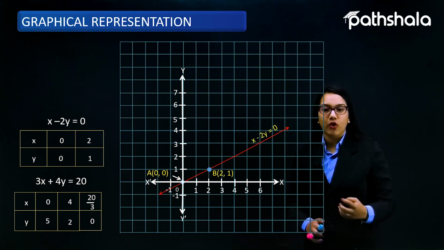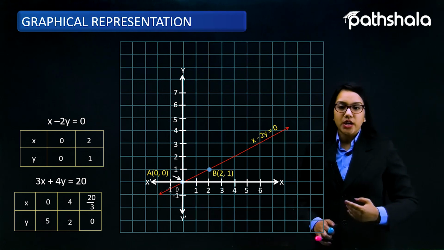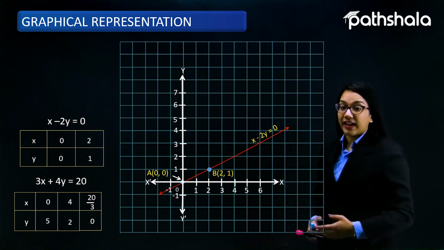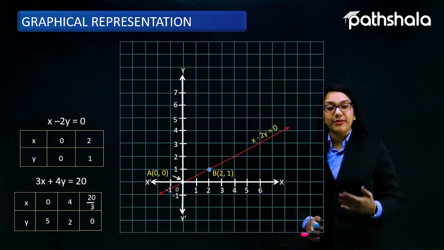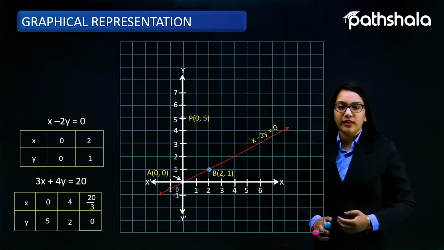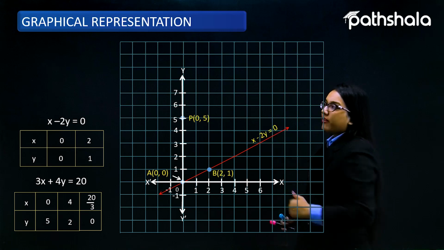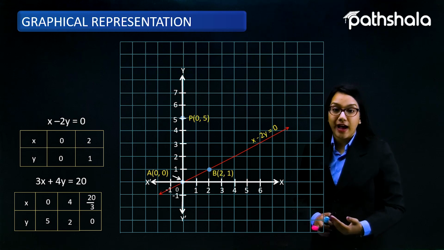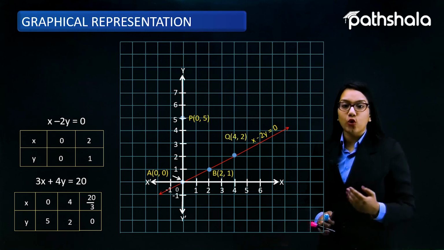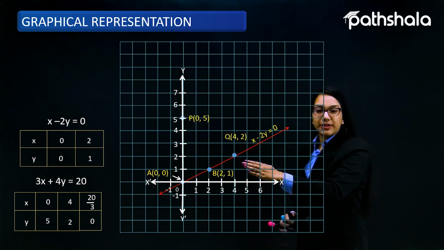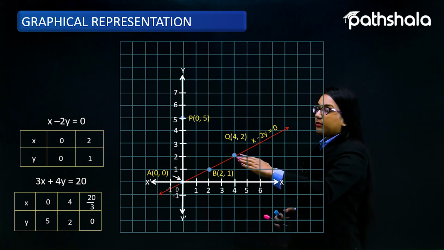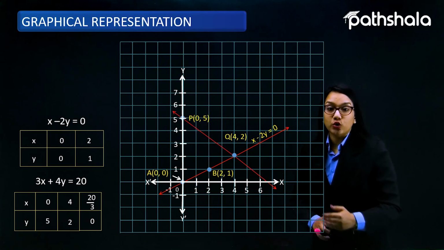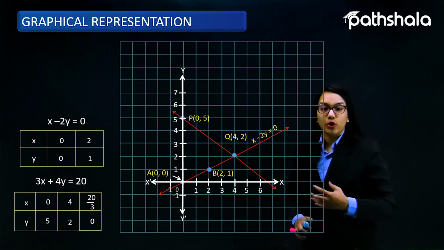Now let's move further towards the graph of 3x plus 4y is equal to 20. The coordinates of 3x plus 4y is equal to 20 are 0, 5, then 4, 2, then 20 by 3, 0. Now let's plot these points together. First of all, we have P as 0, 5. Further, we have the coordinate 4, 2, which represents this point Q. This Q is 4, 2. Now further we have 20 by 3, 0, which can be plotted over here.